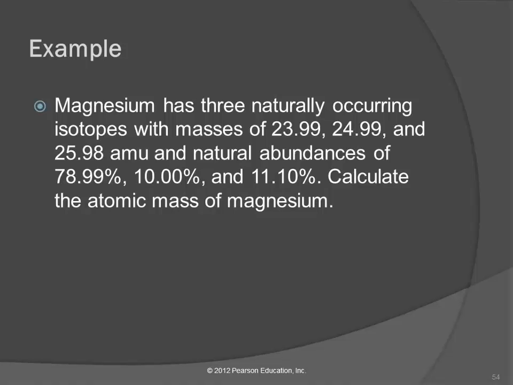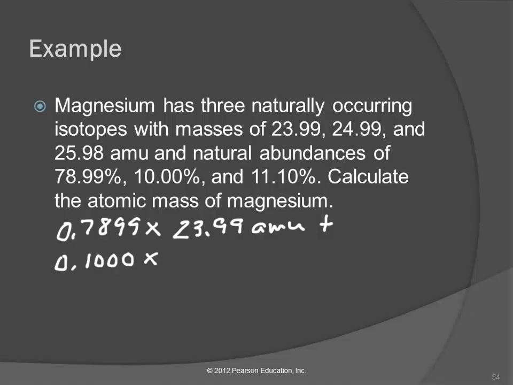So the first one is 78.99%, so that's 0.7899, times the mass of that one. Well, that one was 23.99 AMUs. Plus the next one. The next one is 10%, so that's 0.1000 times 24.99 atomic mass units.